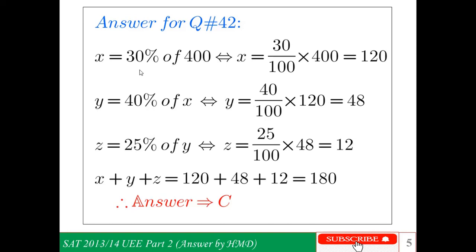Let's investigate it. It is given that x is 30% of 400, right? What is 30% of 400? So x equals 30 over 100 times 400. So it's going to be 120. How? Two zeros will be cancelled by two zeros. Then 30 times 4 is going to be 120, right?